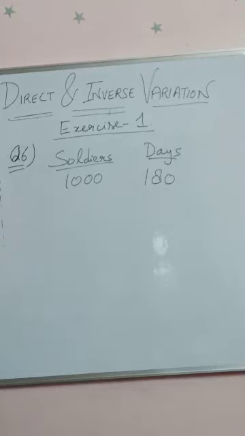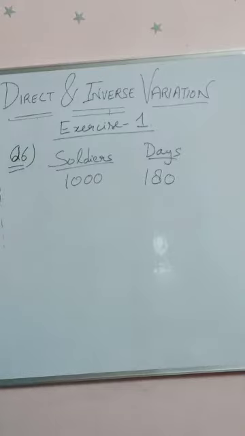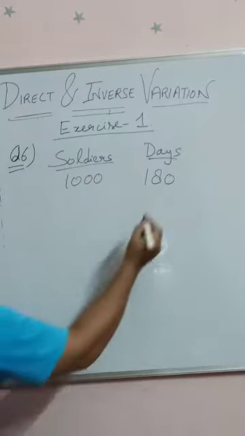So now there is a twist in the story. They are saying after 20 days, 600 more soldiers join in. But it happens after how many days? After 20 days. The food was there for how many days? It was there for 180 days. So actually how many days is the food going to last? It is going to last for now.